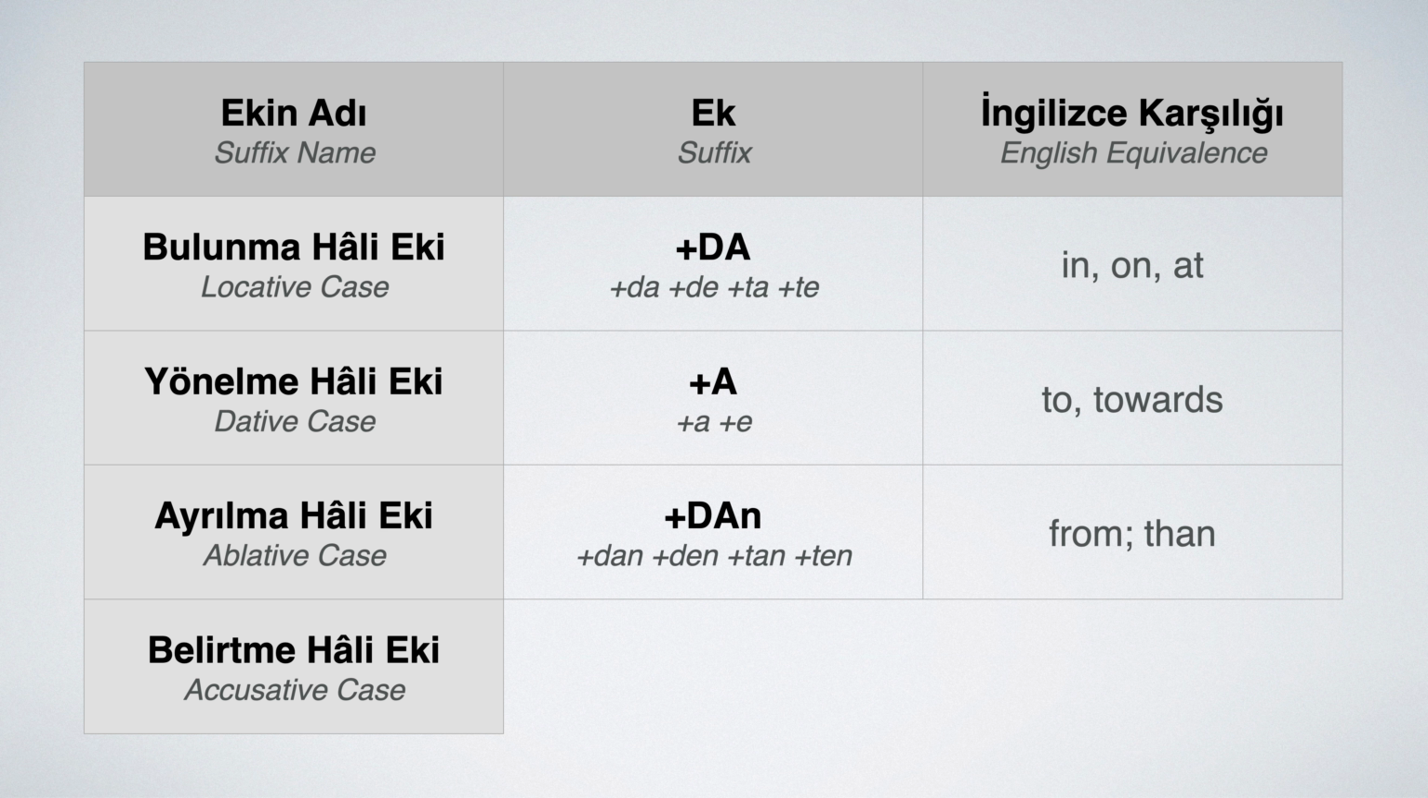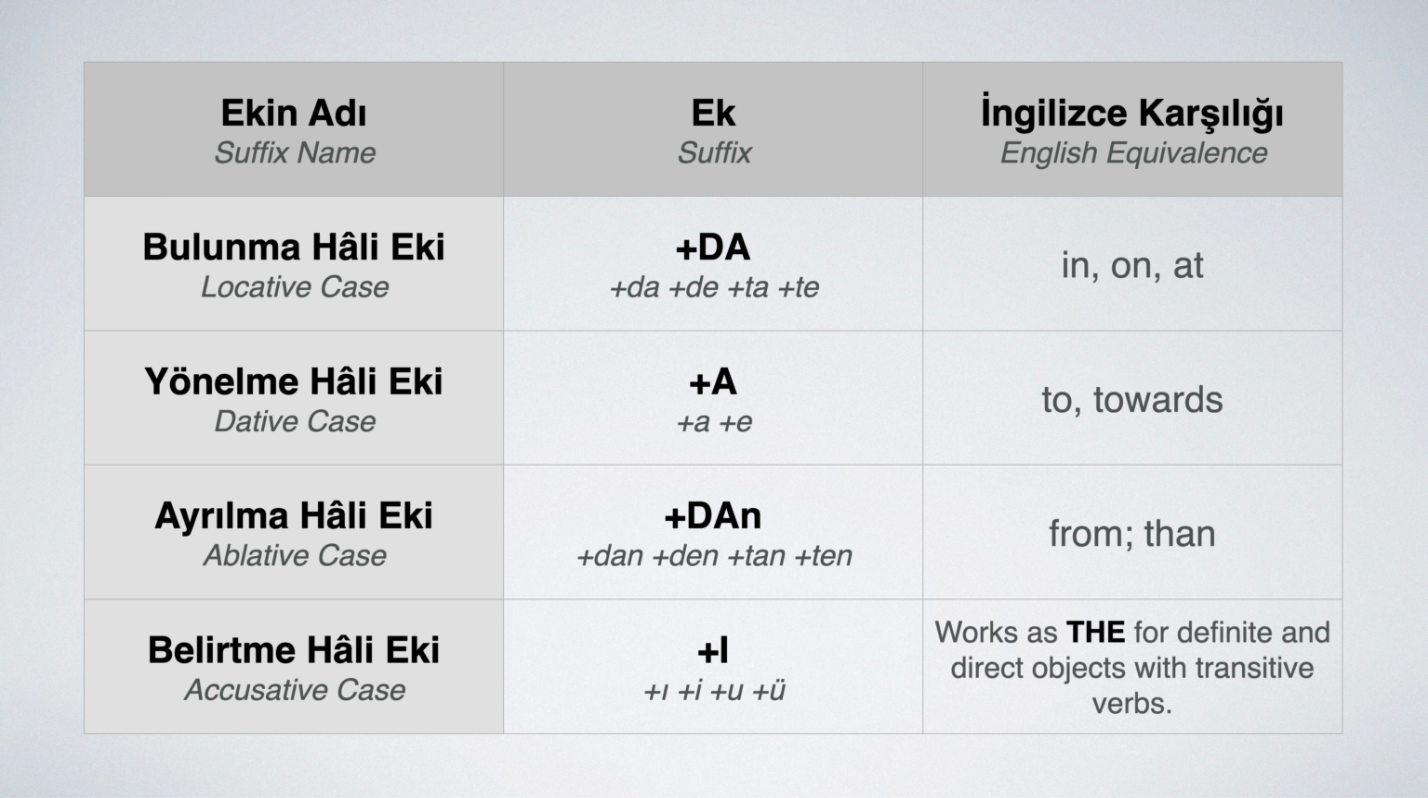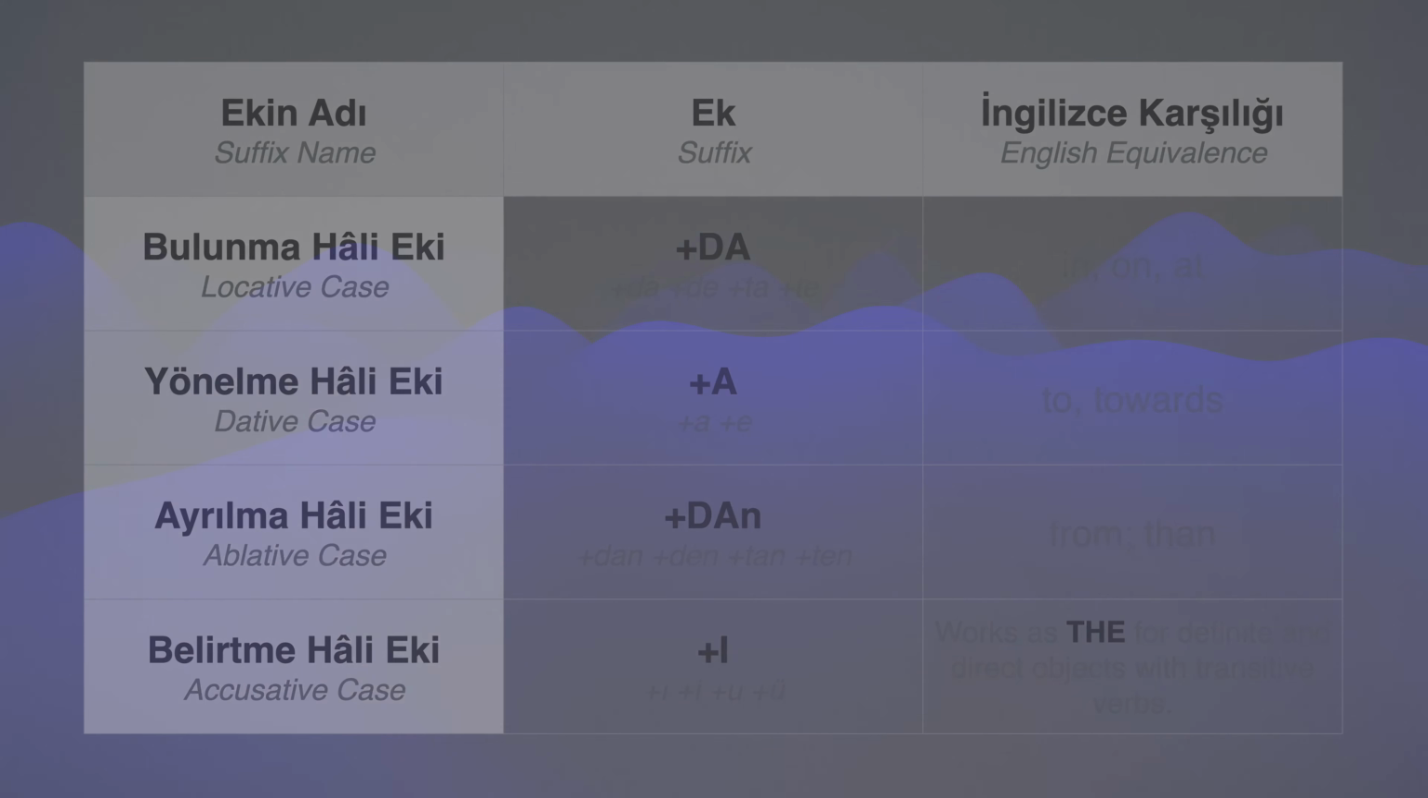Belirtme hali eki, evet, the most problematic one. Accusative case. I, yani, I, u, ü. Evet, I said it's problematic, right? So it's already obvious now. I mean, you see the definition. Works as the for definite and direct objects with transitive verbs. What does that mean, hocam? We will learn, don't worry.